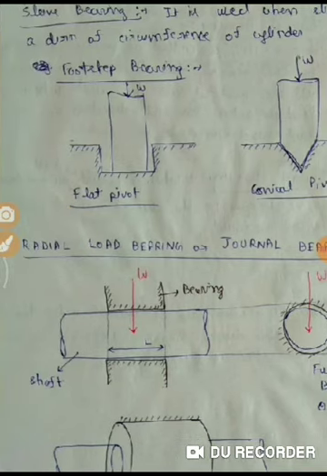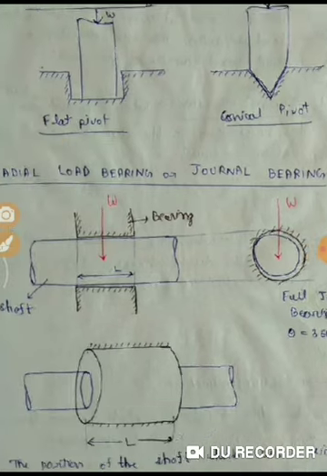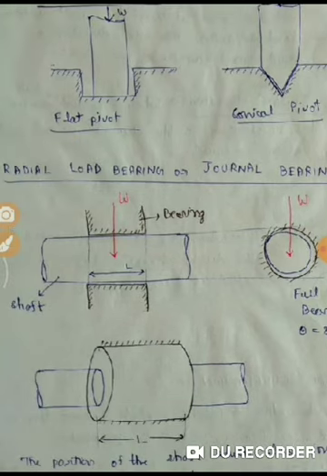The part of the bearing that is covering the shaft is the length of the bearing, and the diameter of the shaft is the diameter of the bearing. Okay, and the radial load is acting in the radial direction, and this is a full journal bearing. Why? Because the angle covered by the bearing is 360 degrees, so that is why this is the full journal bearing. And here this is the isometric view of the radial load bearing.